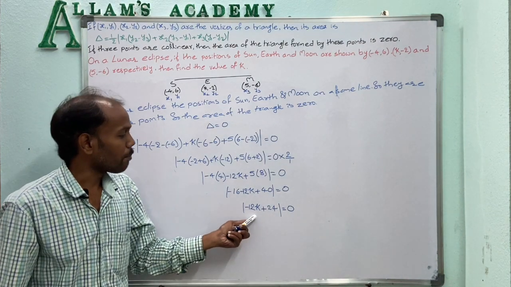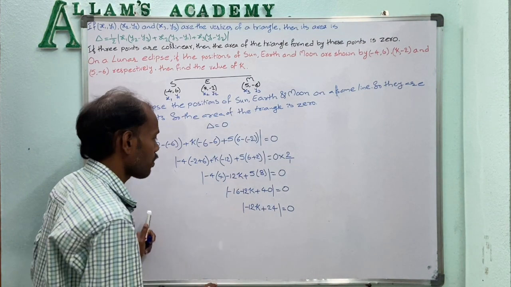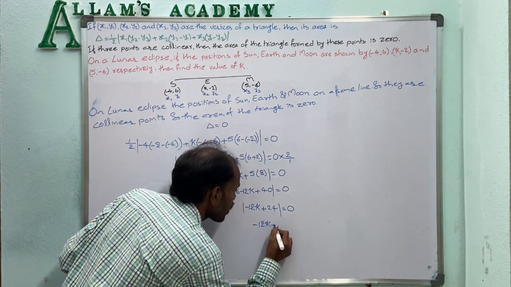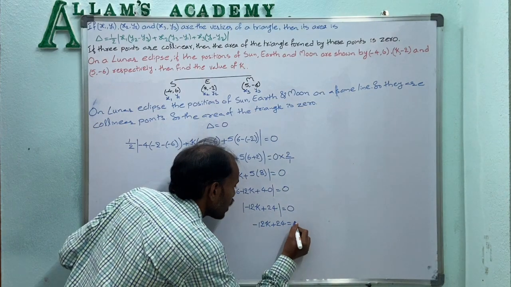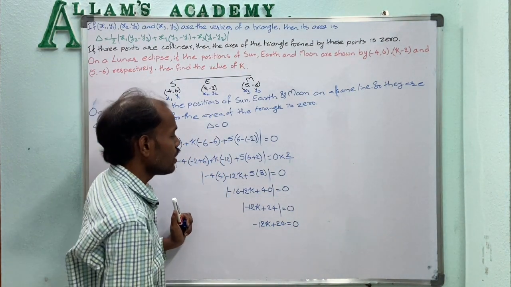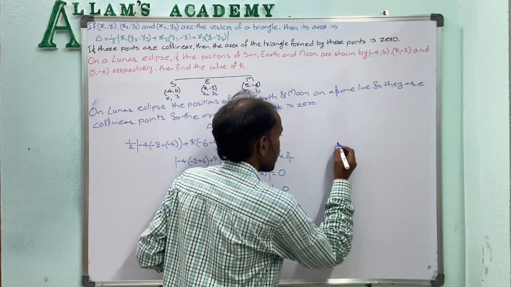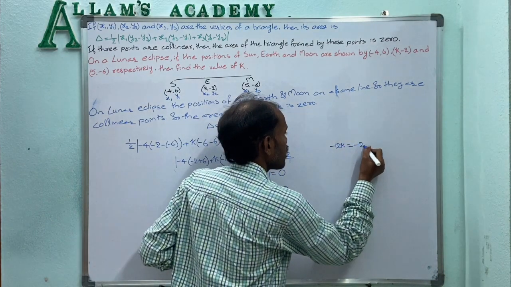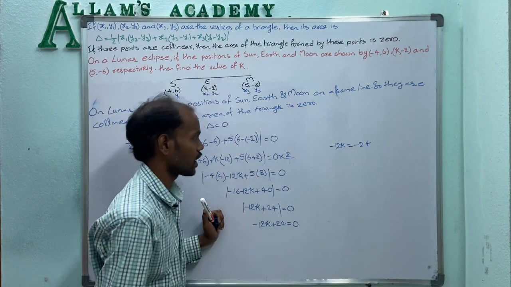In that mod, positive or negative, we are taking the positive value only. That means minus 12k plus 24 equal to 0. Now this plus 24 transfers to RHS, that is 0 minus 24, that equals minus 24. So minus 12k equal to minus 24.